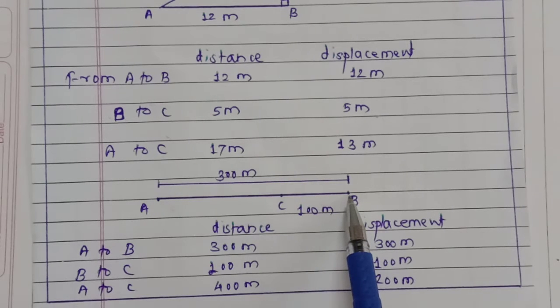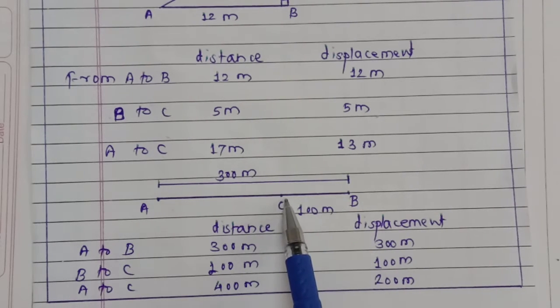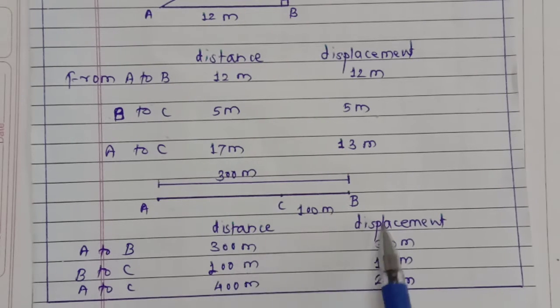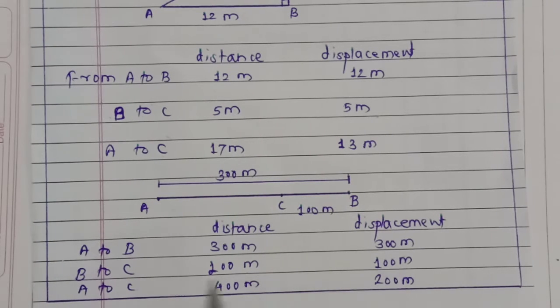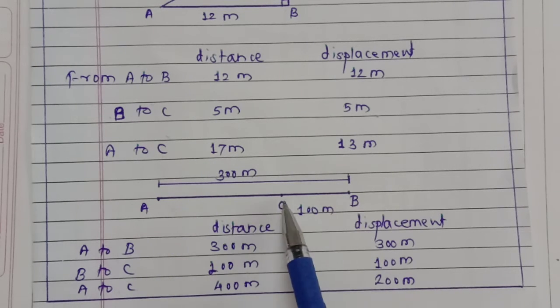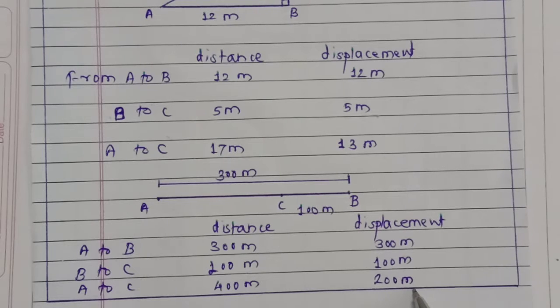Then he turns back and moves from B to C. So the distance covered by him is 100 meters and displacement is also 100 meters. The distance covered by the person from A to C, the length of the actual path traveled, is 300 plus 100, total 400 meters. But displacement is the shortest distance between the initial and final point, and that is 200 meters.